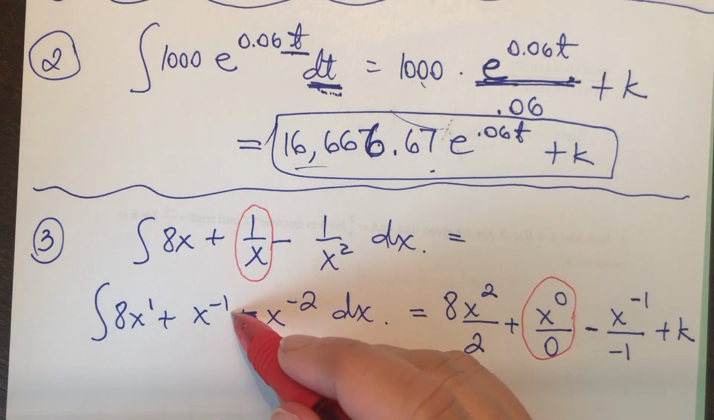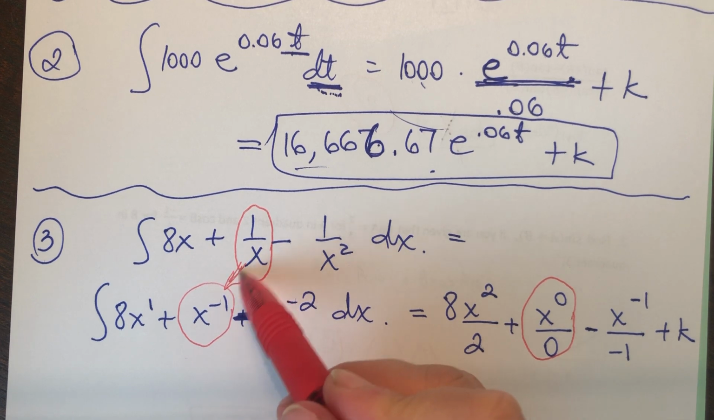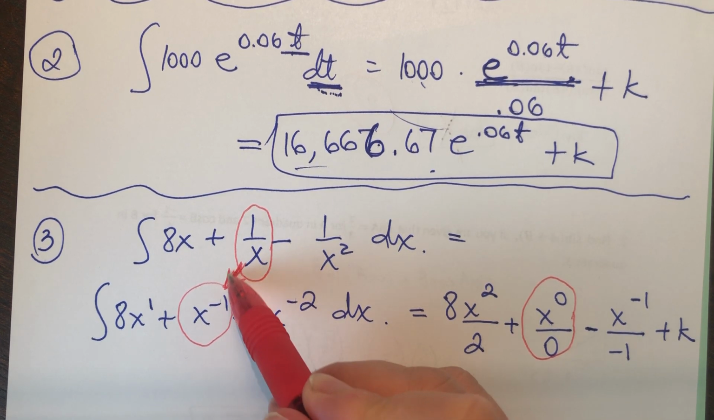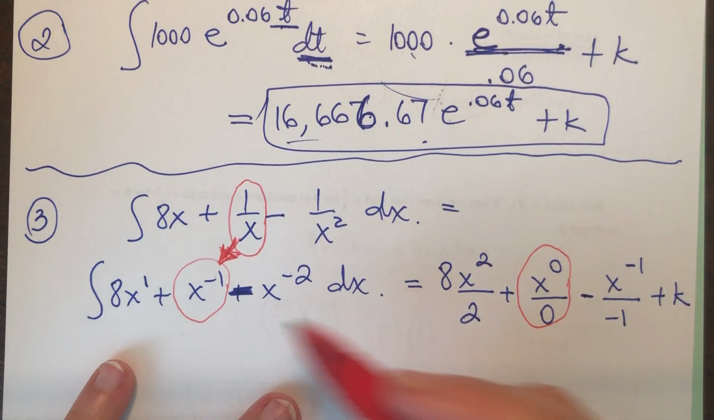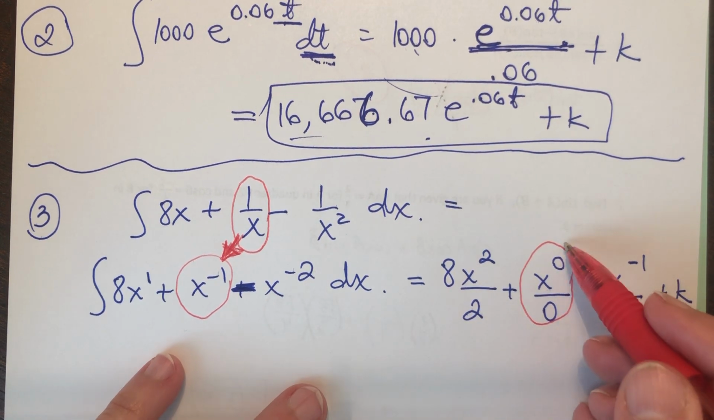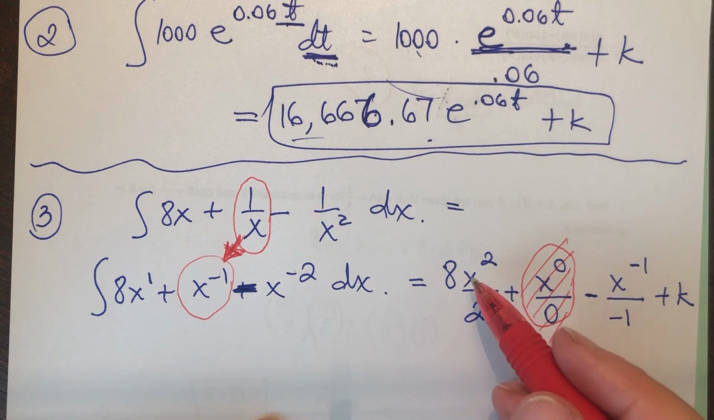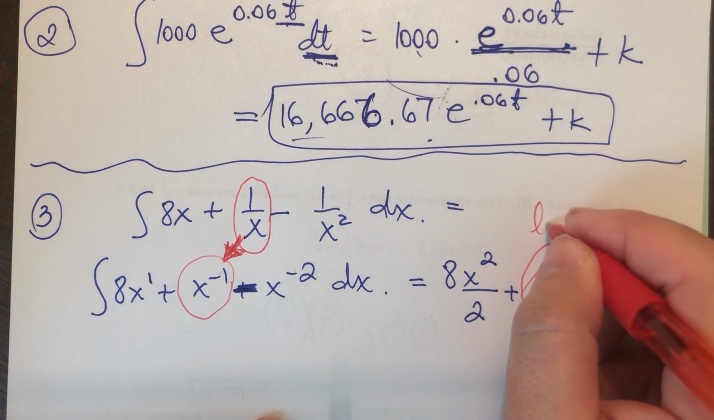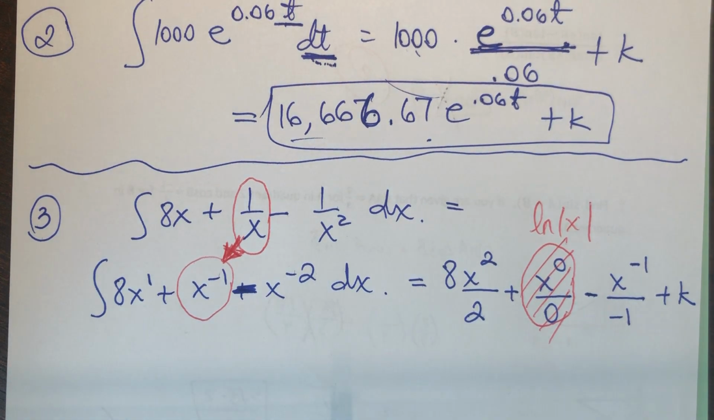So that means that was not a good idea to turn the 1/2 or 1 over x into an x to the negative 1. And that should remind us that there's one exception to the power rule. And what is that exception? That 1 over x is not to be taken the antiderivative of using the power rule, but rather the antiderivative of 1 over x is ln of x. Okay, and remember what I said about the absolute value.